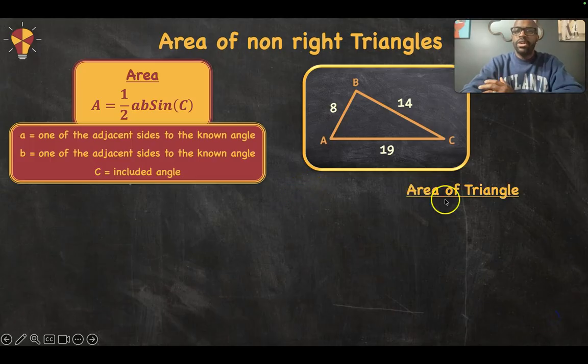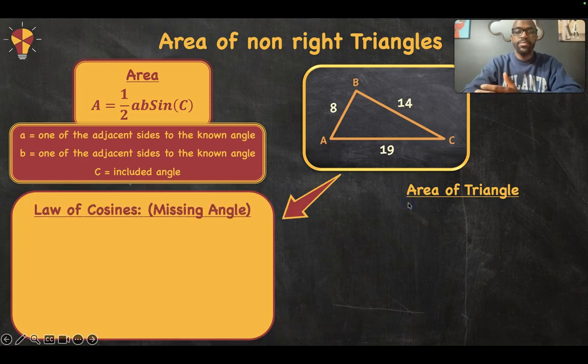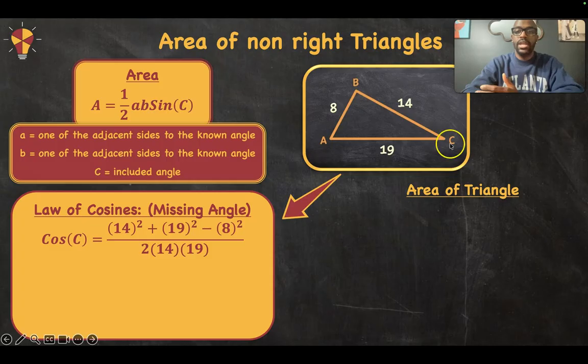So now let's start with C. Let's say we want to find angle C. In order to find angle C, we have to use the law of cosines. We have three sides and we're looking for a missing angle. So when we use the law of cosines, we're looking for angle C, right? So that means 8 goes on the back end, all right? And then 14 and 19 are my adjacent sides here. Those are my A and B in regards to the law of cosines. So the 14 and 19 go there, 8 goes here.